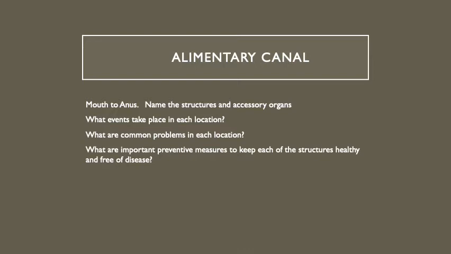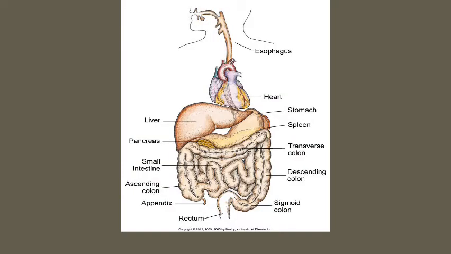And then we need to look at some preventive measures to help keep each of the structures healthy and free of disease. All right, just the picture of the alimentary canal there as you would see it in your anatomy book, and for a quick review of that.